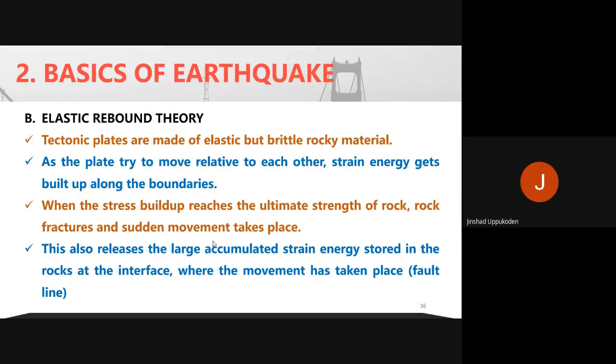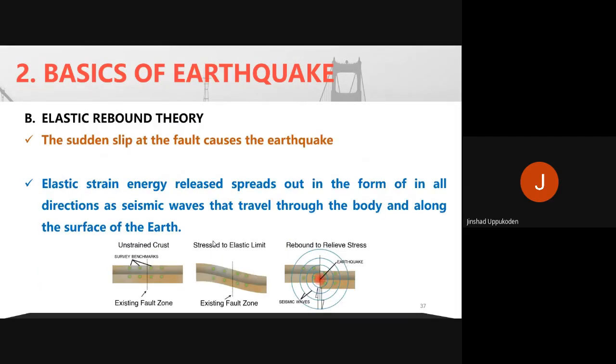So this corresponding theory is called elastic rebound theory. The sudden slip at the point of fault, or it may be a tectonic boundary, is the cause of an earthquake, or the cause of the energy being released.